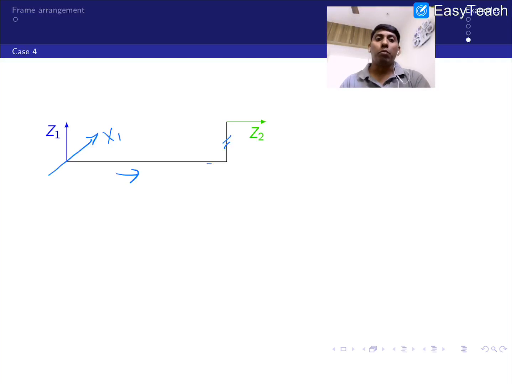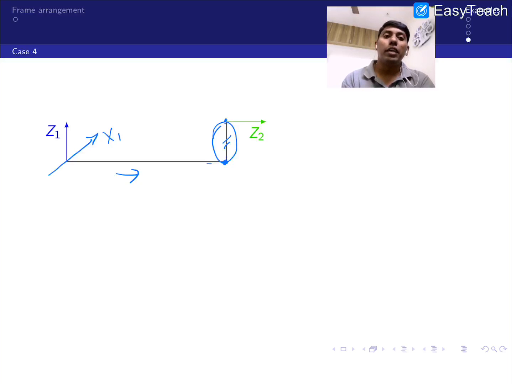If I choose x1, which you have already chosen by default, but if I choose x1 in this direction, I cannot accommodate this distance, right? So then what am I supposed to do? I have to do something else. I have to make something which is a virtual frame. In the sense I have to choose a frame here or here.